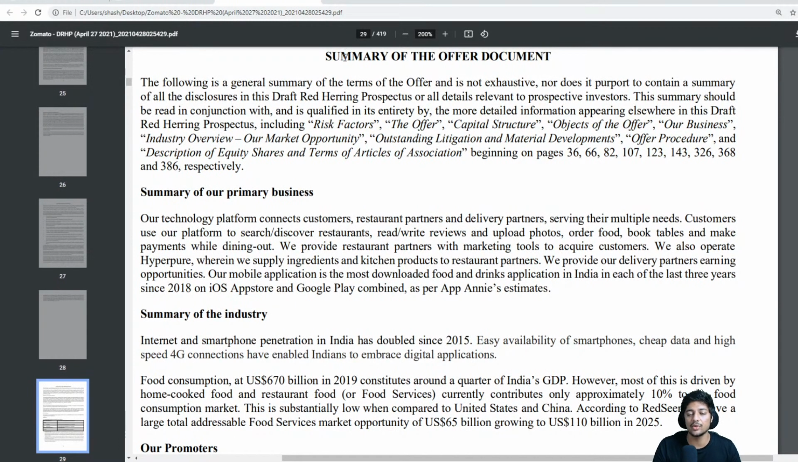We directly come to summary of offer document. This is what is important. Summary of offer document. Staying with me? Okay. Directly, we have skipped almost 20-25 pages of the DRHP because it's not that important.